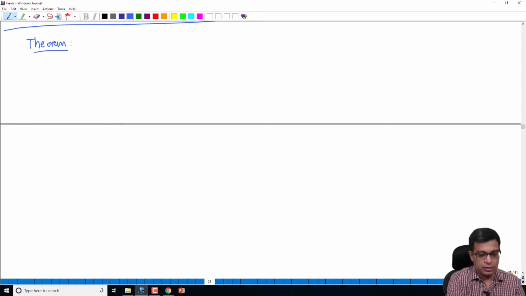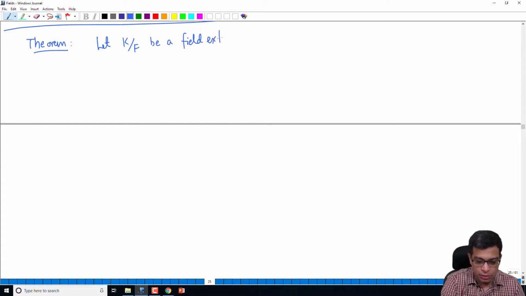This is how we can explain why the same word degree is used. So let's say K over F is a field extension. As always, remember, our objects of study in this field theory part are field extensions. So let K over F be a field extension, let alpha be an element of K. We are going to consider the subfield F(alpha). Let this be algebraic.